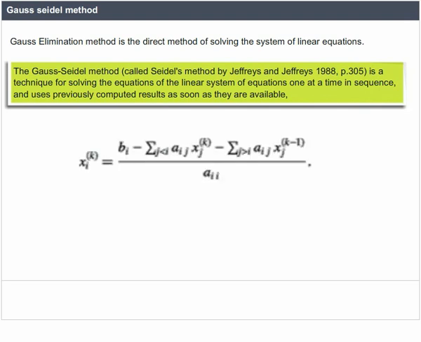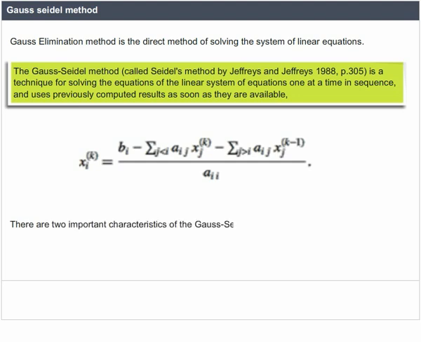Then x_i^(k) equals (b_i minus the summation over j less than i of a_ij x_j^(k) minus the summation over j greater than i of a_ij x_j^(k-1)) divided by a_ii.